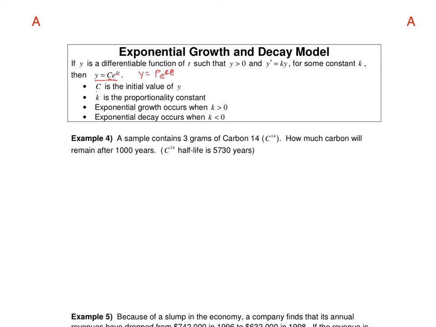All right, so C is your initial value. K is your proportionality constant. So how is it related to time? And then if K is positive, we are growing. If K is negative, we are shrinking.